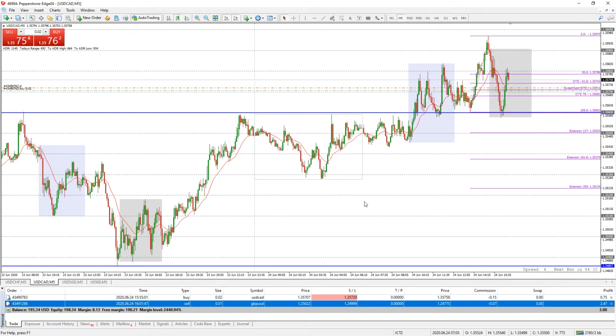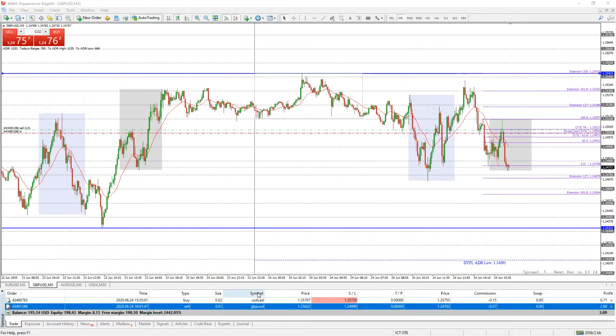I'll next go to the other pound dollar trade that I did tonight. And here's the pound dollar trade. So this one is a straightforward ICT trade.